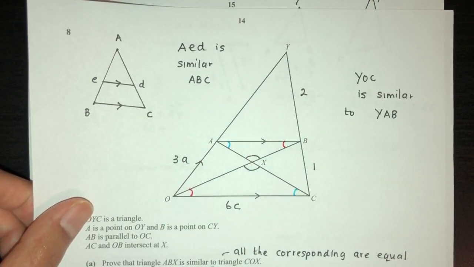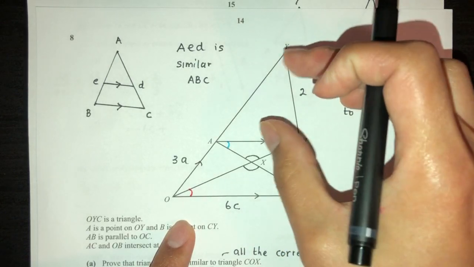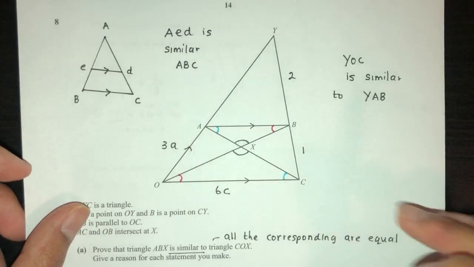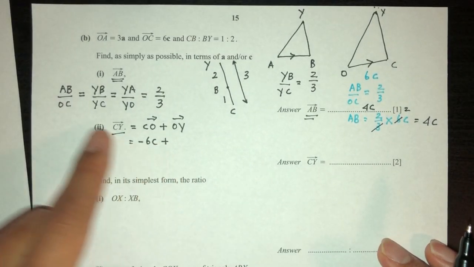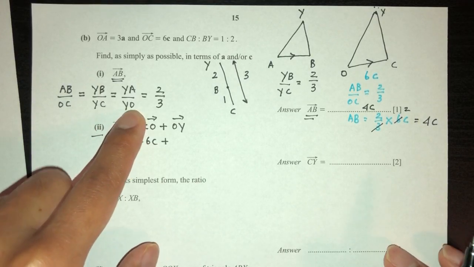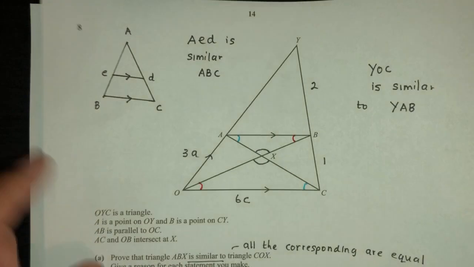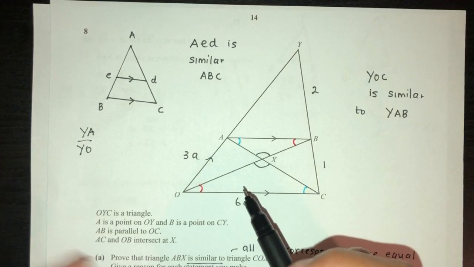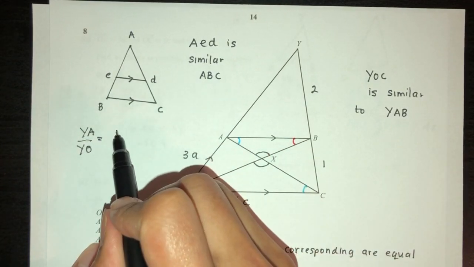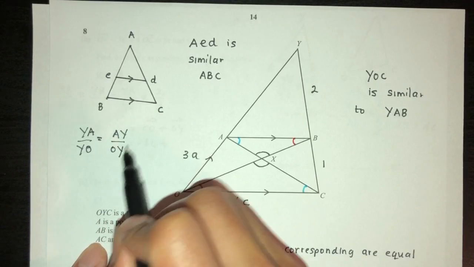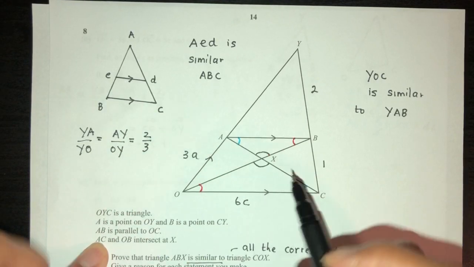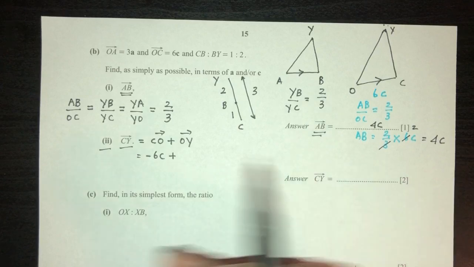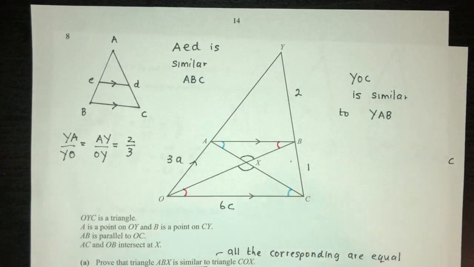OY. So if you observe, you know that these two triangles, as you have seen previously, the small and the big one are similar. So we have a ratio for them as well. So as you can see here, we have this one. So basically, YA over YO is, so let's write this down, YA over YO. So we can rewrite this down again as, it is only a ratio, AY over OY is equal to the ratio of 2 over 3, according to the similarity that we have found here, right? This equation.